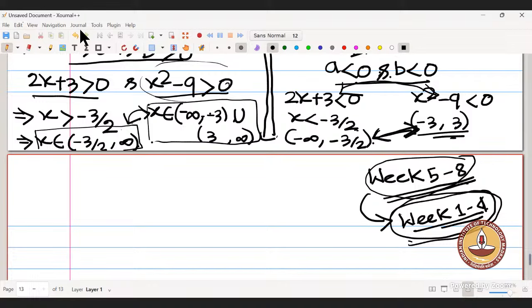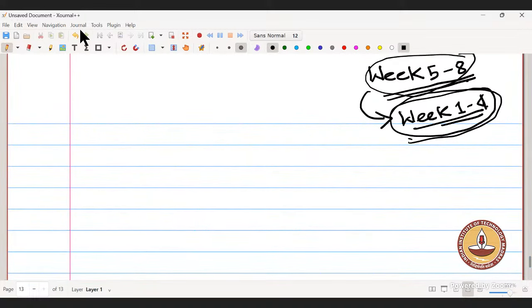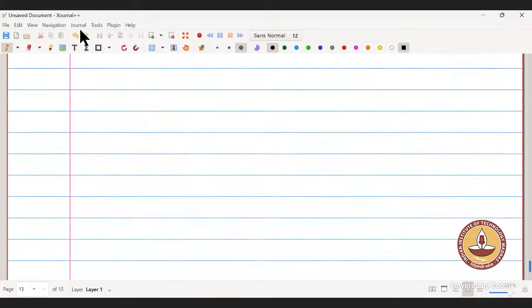Sir, I am confused about the sum of squared error. Don't worry about sum of squares, at least for quiz 2 of mathematics. But you have to worry about sum of squared error when you are given n terms.